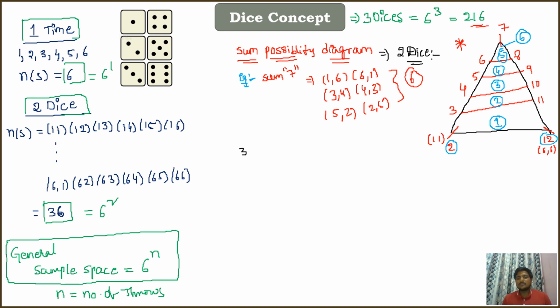For 3 dice, how we can work on the sum possibility diagram for 3 dice. Have a look here. For this, I'll take the shape of trapezium for better understanding.